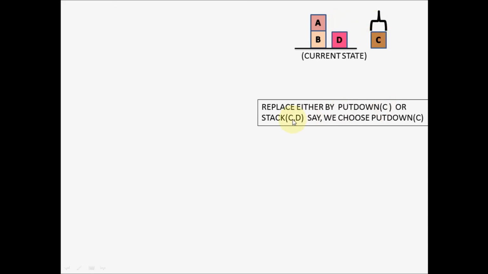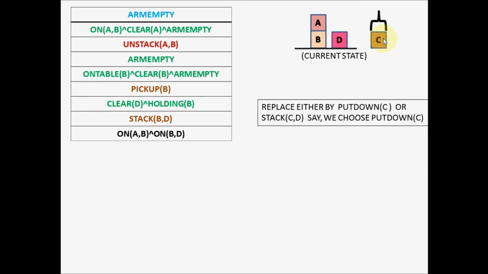Now both the actions are possible. There is no question mark like last time, right? Both the things are possible. So you can choose this one or this one. Anyone you can choose. Let us say I am choosing put down C. I am choosing the put down C action, right? So what will happen now is arm empty will be replaced with put down C.